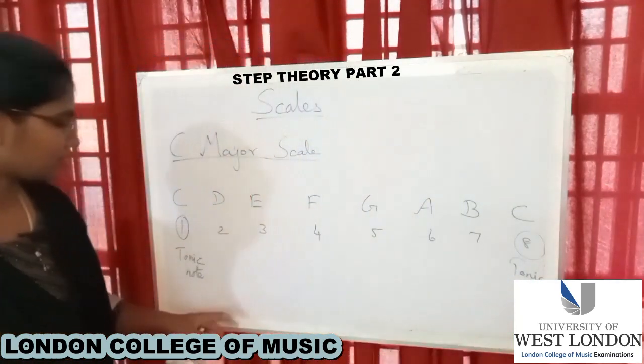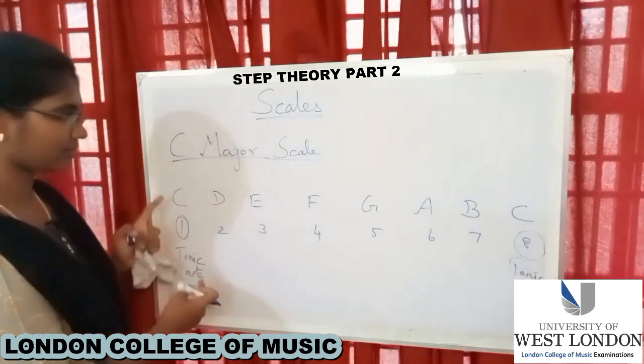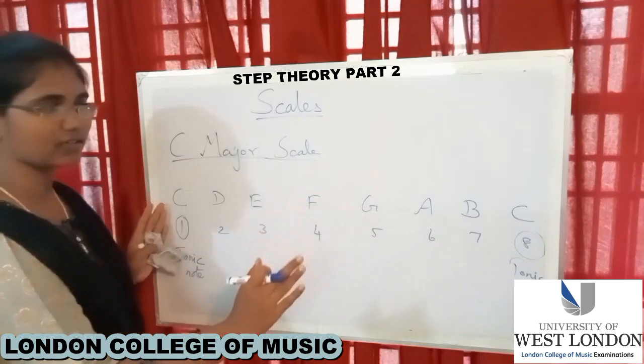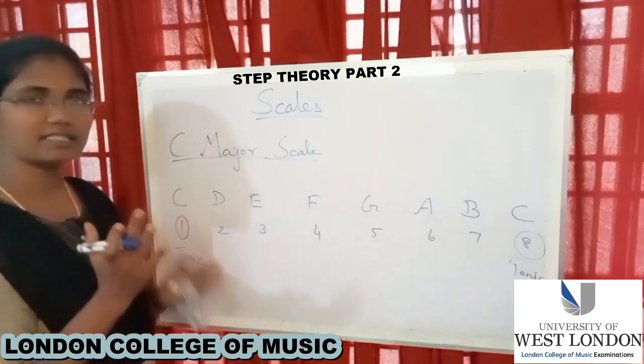Tonic note means that is our major. We are writing the C major scales, right? So we have to start from C and end with C. Now observe this very clearly.